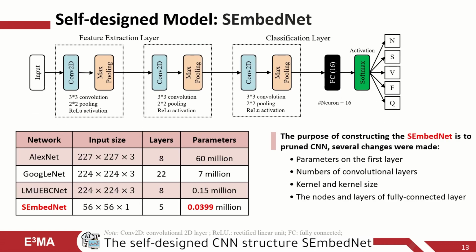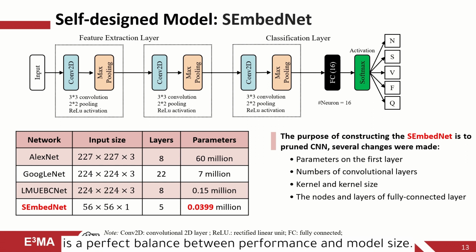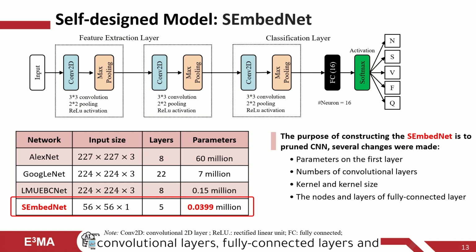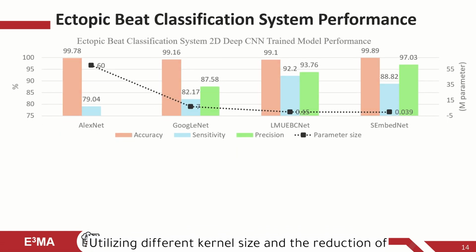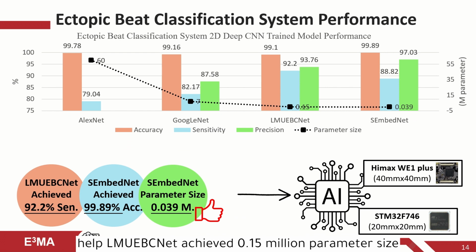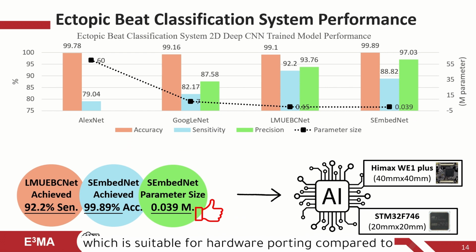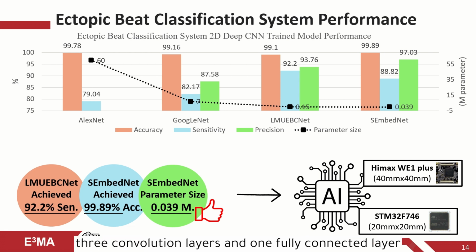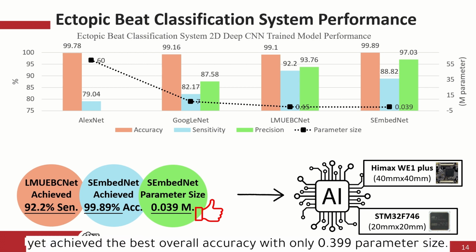The self-designed CNN structure S-embedded net is a perfect balance between performance and model size. We evolved the AlexNet structure by reducing the number of convolutional layers, fully connected layers, and decreasing the size of the feature map. Utilizing different kernel size and the reduction of one convolution and one fully connected layer helped LMU EBCNet achieve 0.15 million parameter size, which is suitable for hardware porting compared to AlexNet and GoogleNet. S-embedded net, moreover, only contains 3 convolution layers and one fully connected layer, yet achieved the best overall accuracy with only 0.399 parameter size.